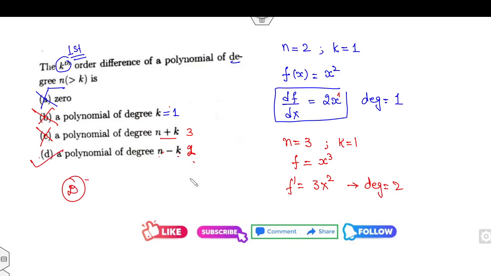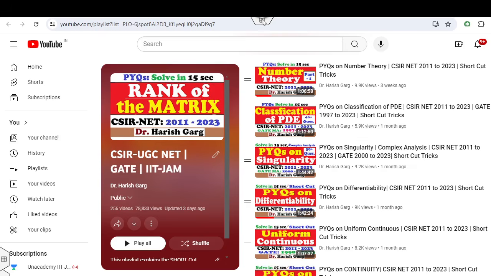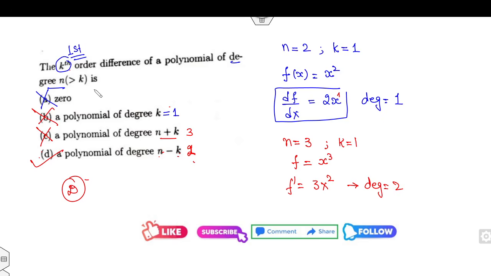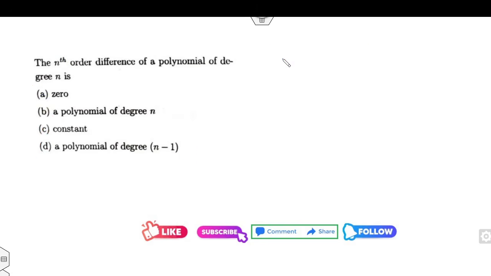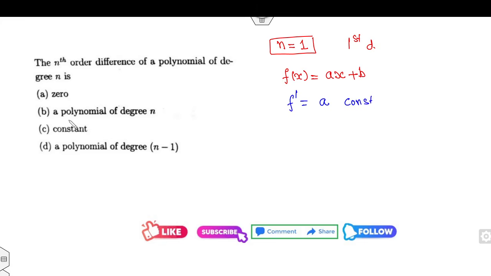Always, as I told you in my linear algebra and real analysis lectures uploaded in this playlist, I always take one simple numerical example and then discard the options. The nth order difference of a polynomial of degree n. I can choose n as 1. Fine. Then what is the first order derivative? If I choose n as 1, what is a single degree polynomial? Ax plus b. Then what is the first derivative? It's my constant. Fine. He said 0.